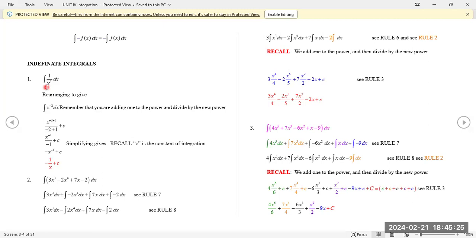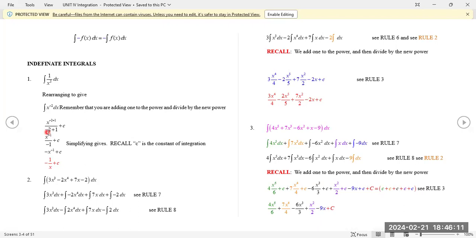Work with me now. So I'm going to rearrange. I'm going to put this as x to the negative 2. Remember that you're adding 1 to the power, and then you're going to divide by the new power, right? Everybody see, I get x to the negative 2. If this is x to the positive 2 in the denominator, when I reciprocate it, I'm going to get x to the negative 2. But remember, you're adding 1 to the power and dividing by the new power. So when I add 1 to negative 2, x to the negative 2 plus 1, I'm dividing by the new power. So the division here is going to be negative 2 plus 1. The rule says you add 1 to the power and then you divide by the new power every single time you're doing integration.